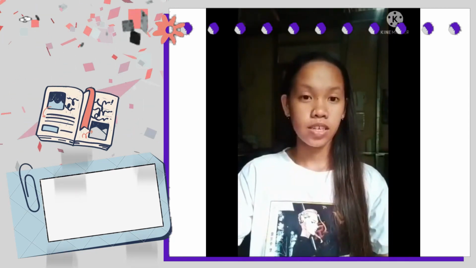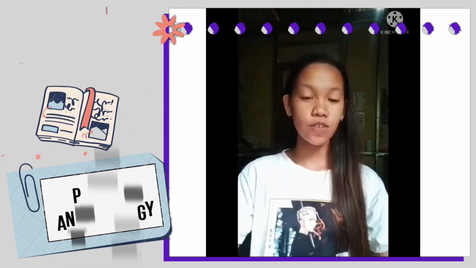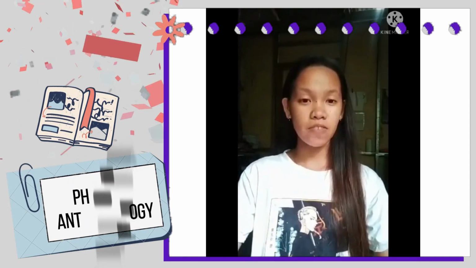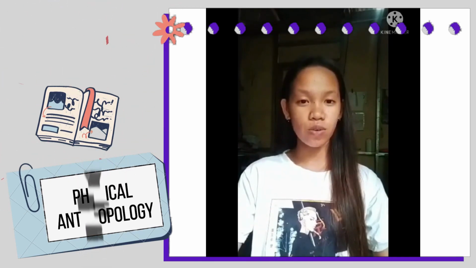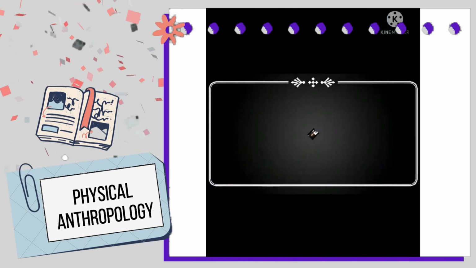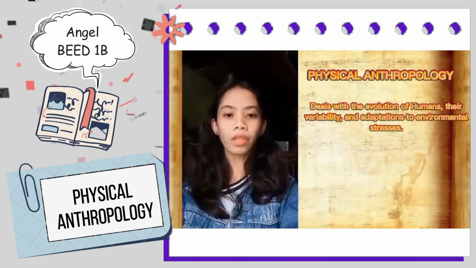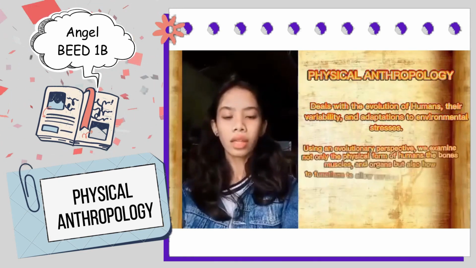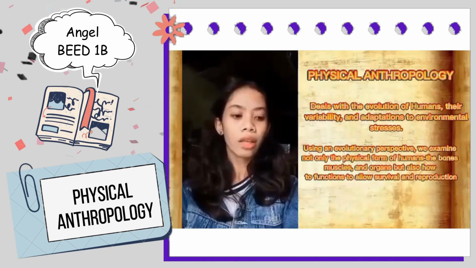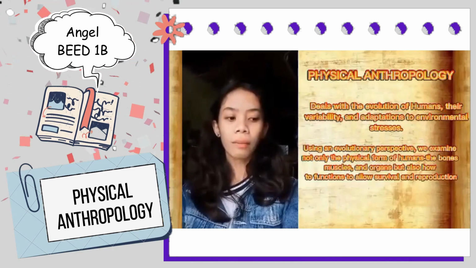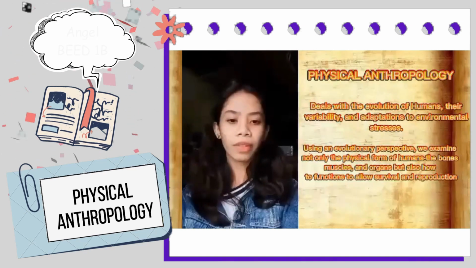Physical anthropology deals with the evolution of humans and their adaptation to the environment. Using an evolutionary perspective, they study the physical forms of humans, the bones, muscles, and organs, and also how their functions allow survival. It deals with the evolution of humans, their variability and adaptations to environmental stresses. Using an evolutionary perspective, we examine not only the physical form of humans, but also how its functions allow survival and reproduction.